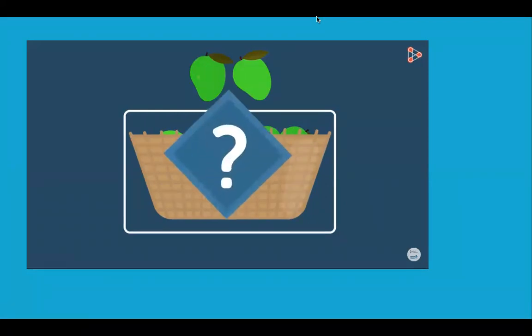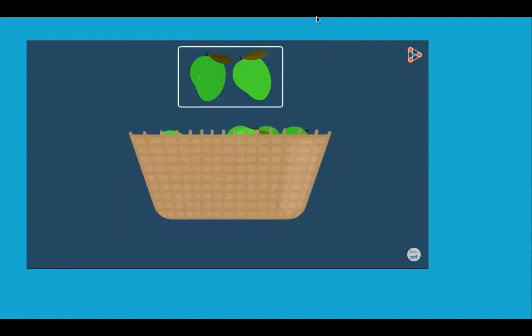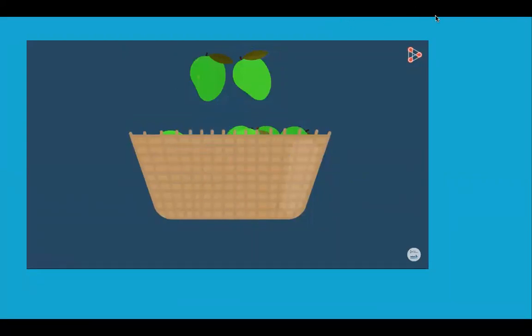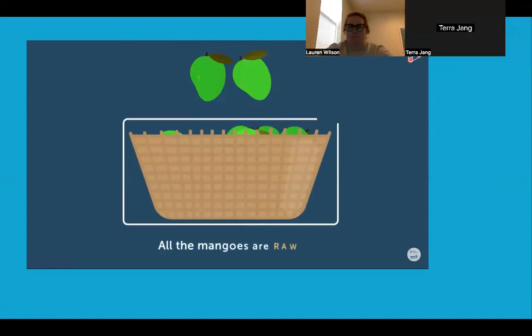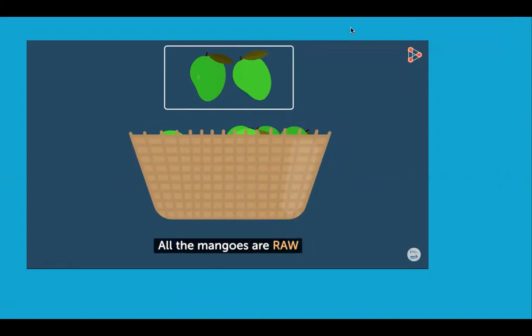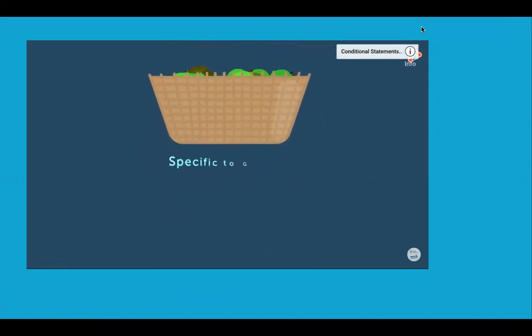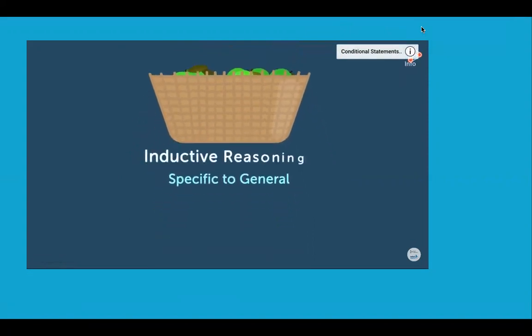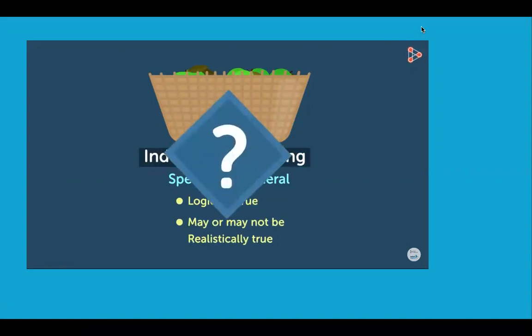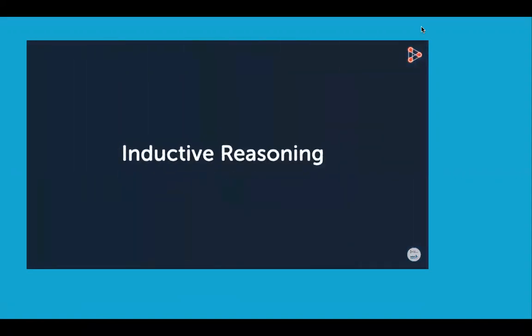What exactly are we doing here? We examined a couple of mangoes in the basket and accordingly arrived at a general conclusion. What is the conclusion? We generalized the idea by saying that all the mangoes in this basket are raw. So by observing a specific outcome of the experiment, we concluded the observation in a generalized form. This approach of reasoning from specific to general is called as inductive reasoning. Inductive reasoning is logically true, but may or may not be realistically true. What does that mean? Let's consider an example.